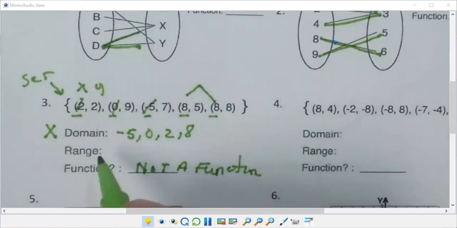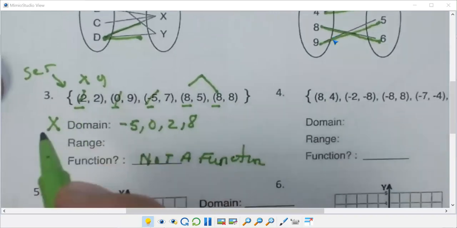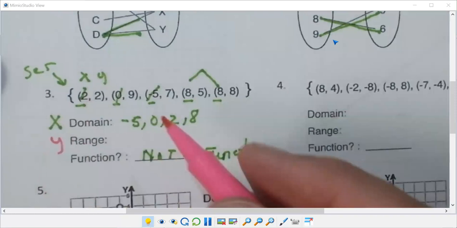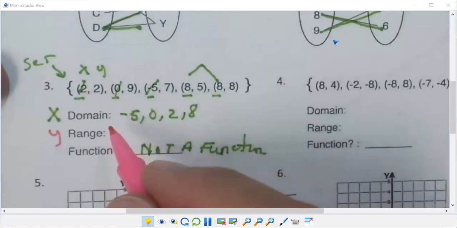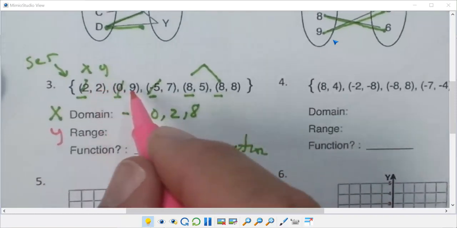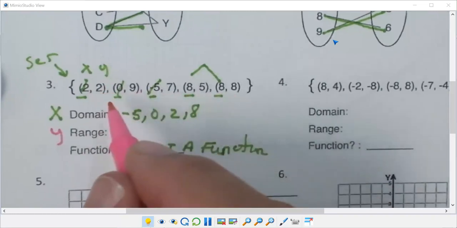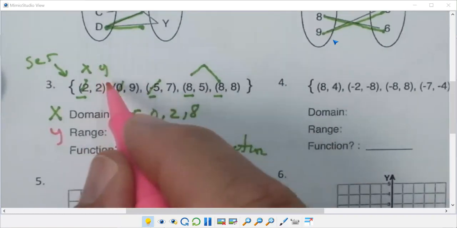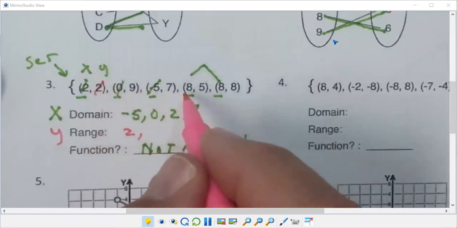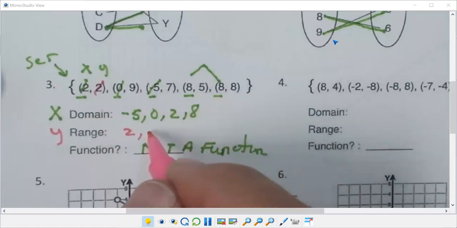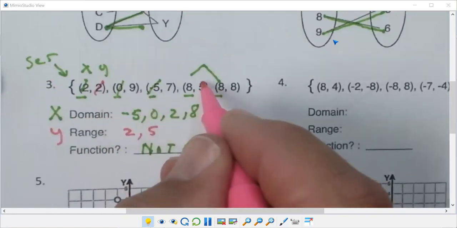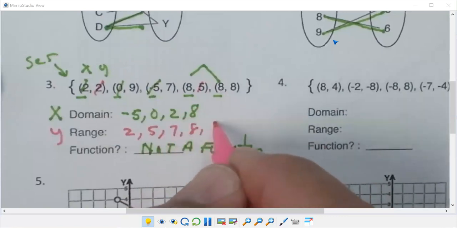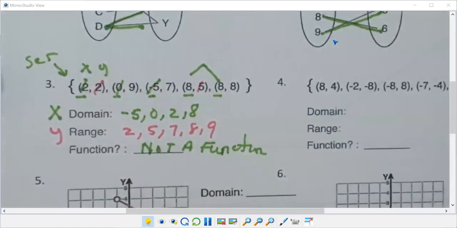All right, so I got to do the range. Now the range is my y values. So try to remember that range is your y values. All right, so here we go. We got to go with smallest, of course. So we're looking at 2, 9, 7, 5, and 8. It looks like 2's my lowest. I'll mark that out so I don't get them mixed up. And 5 is my next lowest. Then it looks like 7, and then 8, then 9. So there's my domain and there's my range.